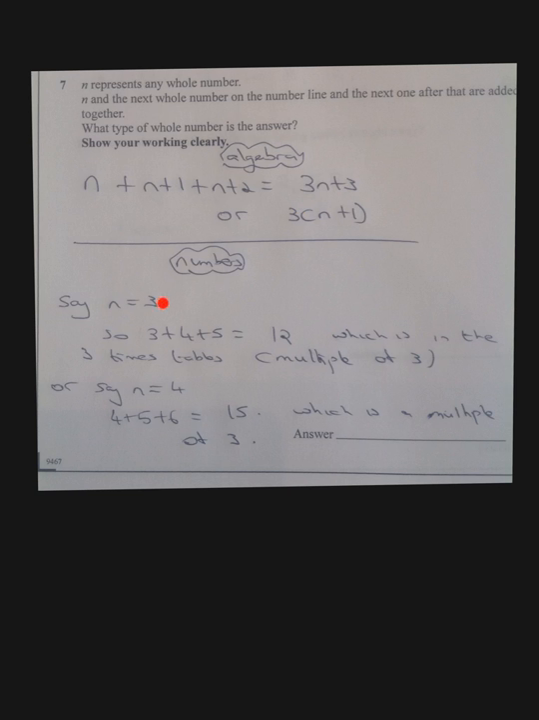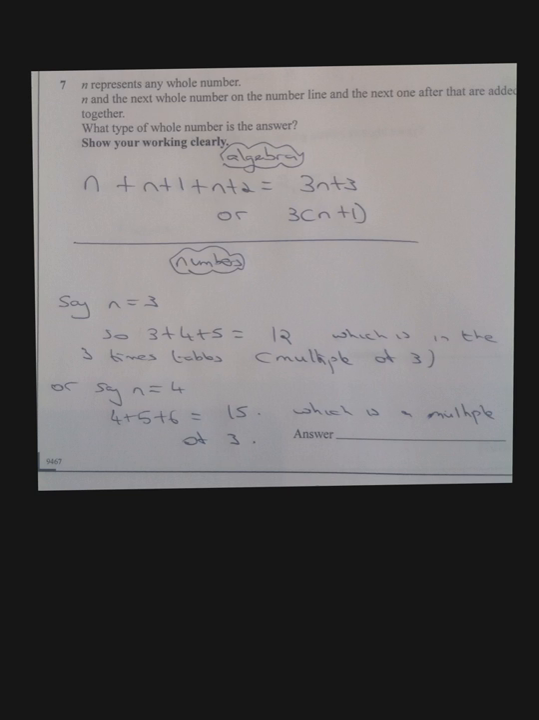However, you can use numbers. Let's say the first number we picked was 3. So that number is 3. The next number beside 3 is 4, and then the one after that is 5. So 3 plus 4 plus 5 gives you 12, which is in the 3 times table, so a multiple of 3. Or let's say we pick 4. 4 plus 5 plus 6 is 15, which is also a multiple of 3. So basically, all we're doing is taking this algebra and just sticking numbers in.